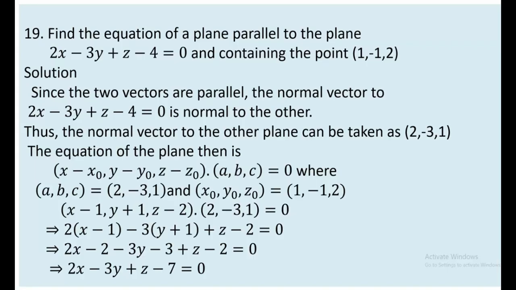And you need to check also whether the coordinates of the given point satisfy this or not. So when you substitute 1 for x, minus 1 for y, and 2 in place of z, you'll obtain 7. And 7 minus 7 makes 0. So what we obtained is the right answer.